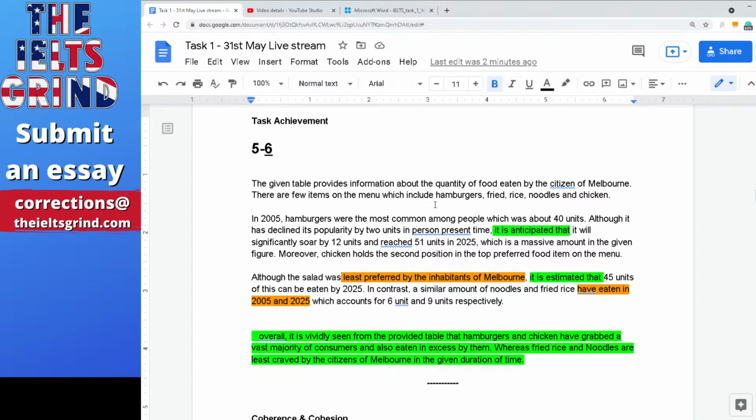So the first part is the introduction, the introductory sentence. So Nazrin says, the given table provides information about the quantity of food eaten by the citizen of Melbourne. There are few items on the menu which include hamburgers, fried rice, noodles and chicken. In 2005, hamburgers were the most common among people, which was about 40 units.